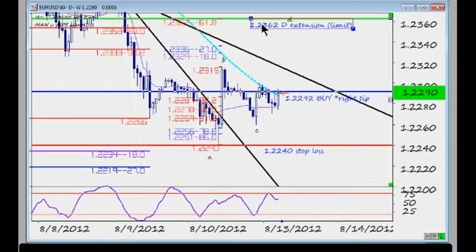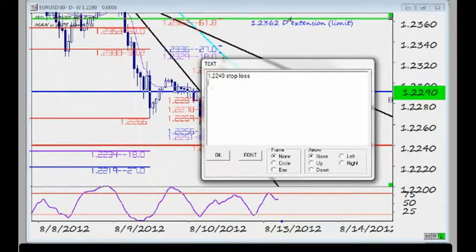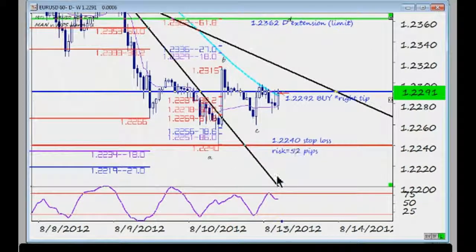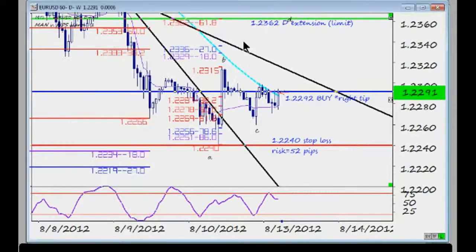Now, a couple notes about this trade is what's the risk versus reward. If we take out our trusty calculator, you can see here that from the entry point of 122.92, we subtract the stop loss of 122.40, and that gives us a 52 pip risk. So the trade is going to be a risk of 52 pips, which is a nice little bit of equity management there compared to the gain that we're going for, which is at 123.62, the limit. Subtract that from the entry of 122.92. That's a 70 pip gain we're going after.